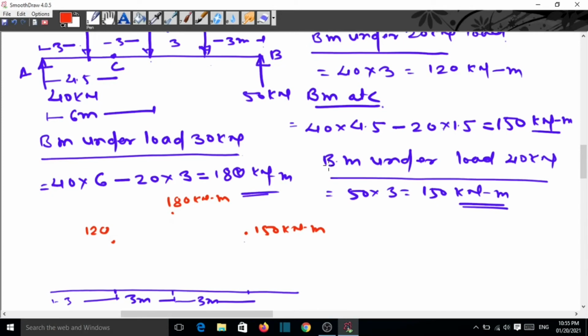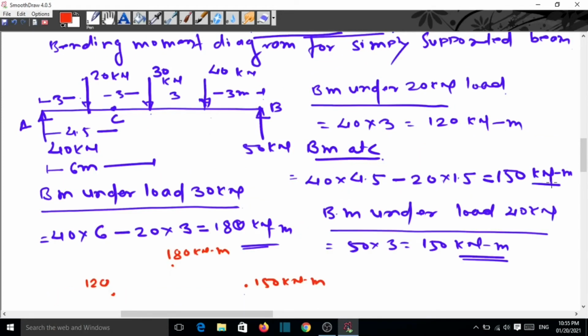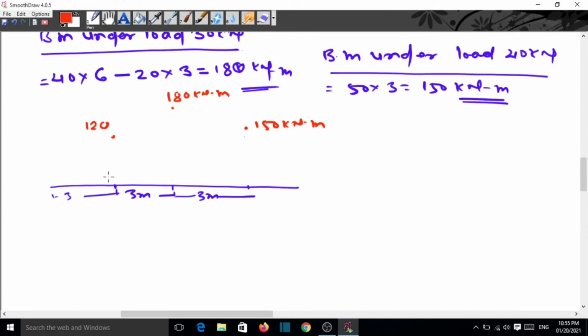And also at the C, the bending moment at C is 150. So join this. This is a positive bending moment. This is 120 kilonewton-meter, this is 180, this is 150. And at the hinge here it is again 150.